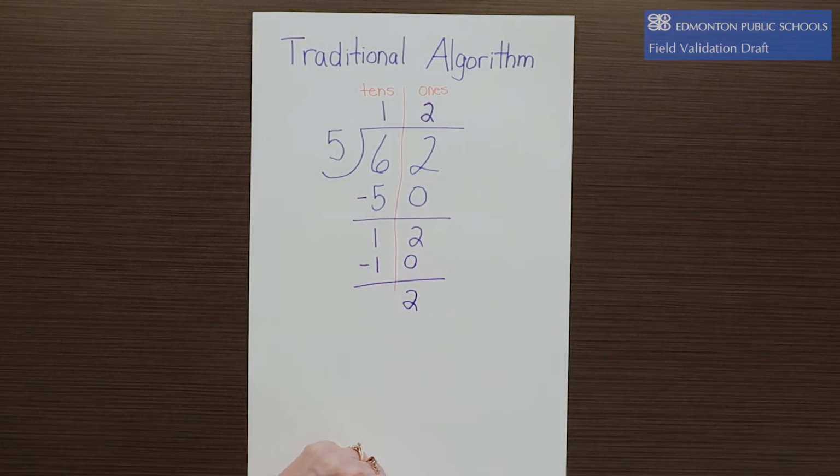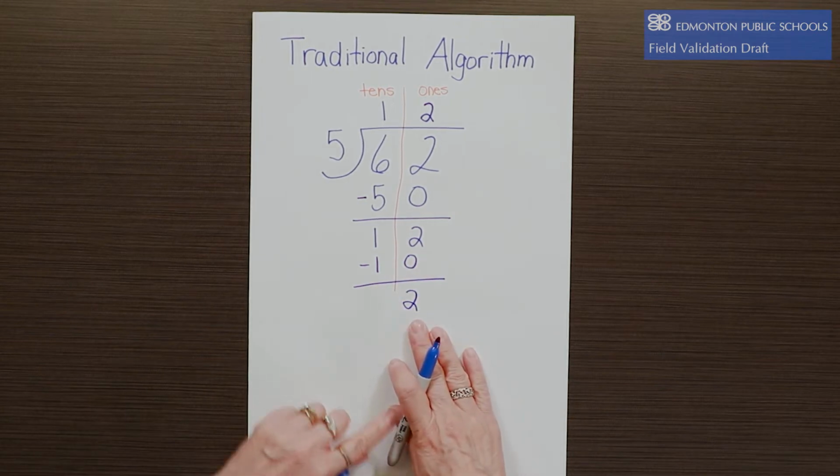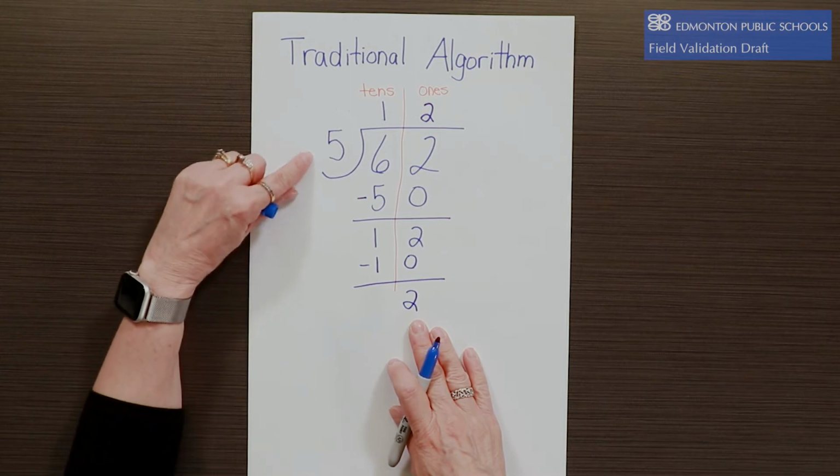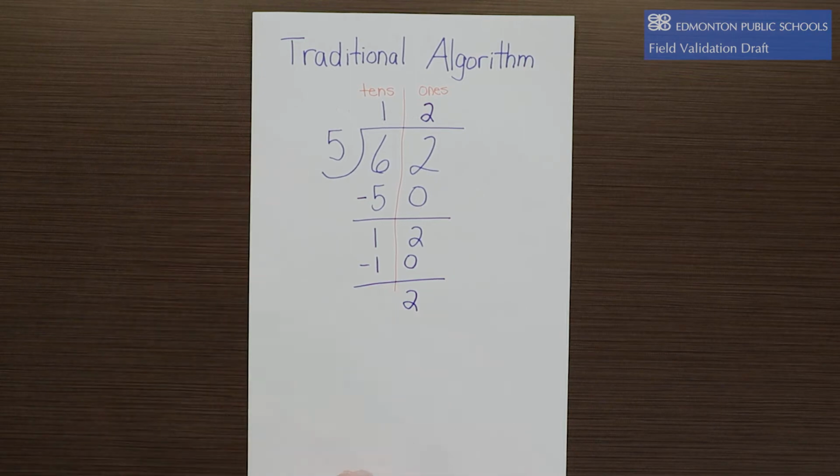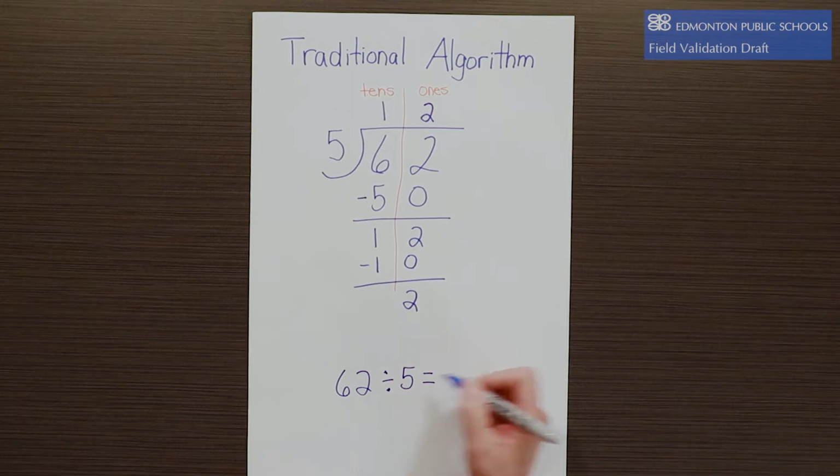And then I end up with 2. Now 2 is smaller than the 5 that I'm grouping, so I can't put any more into groups. So the answer to 62 divided by 5 is 12, remainder 2.